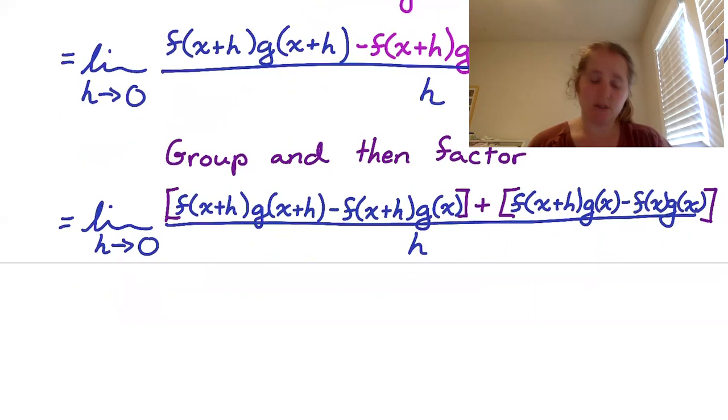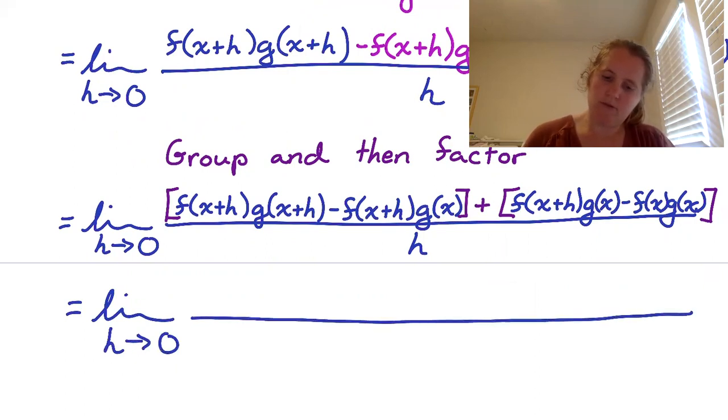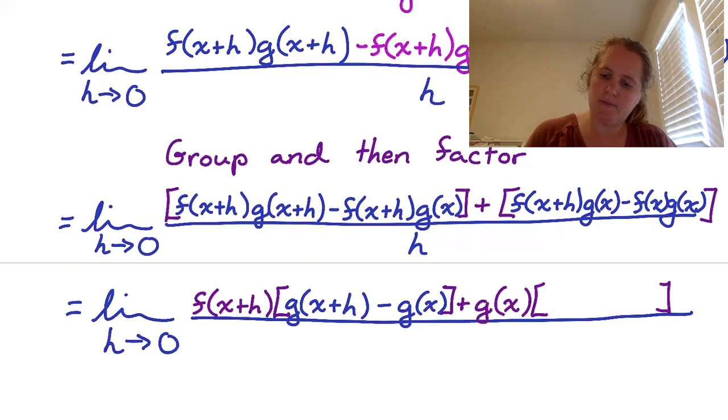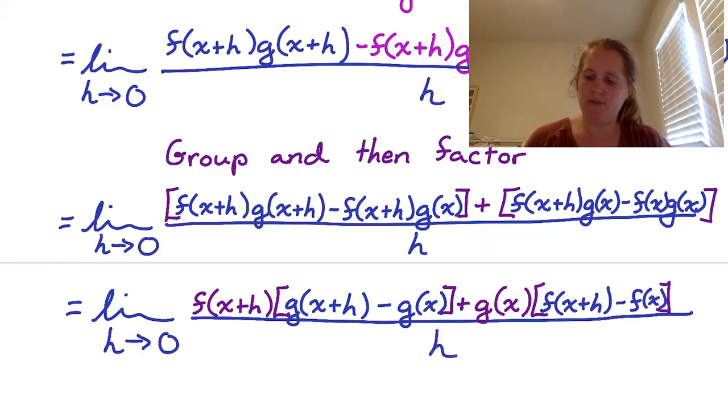If we then factor out the common term from each group, we have the limit as h goes to 0 of that first group. We can factor out an f of x plus h. And then we are left with g of x plus h minus g of x. And then we have plus. Next, we can factor out a g of x. And we are left with f of x plus h minus f of x. And then the whole thing divided by h.